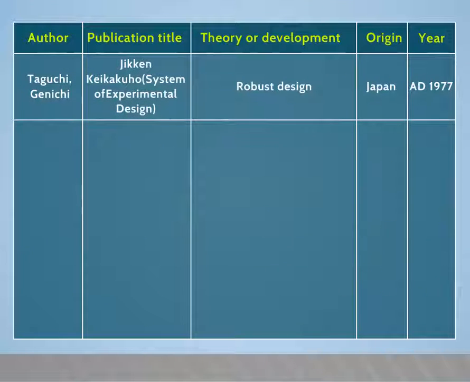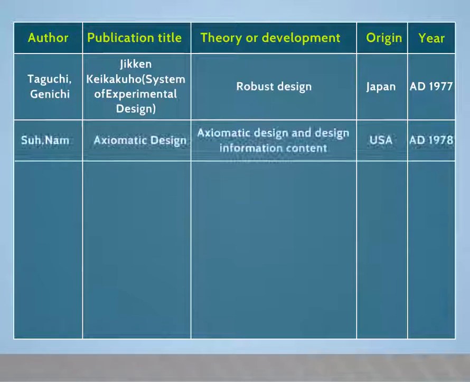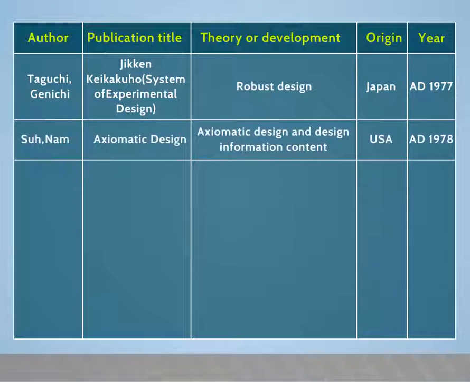Taguchi, Genichi, Jikken Keikakuho, that is System of Experimental Design. Robust design, Japan, AD 1977. Suh, Nam. Axiomatic Design and Design Information Content, USA, AD 1978.